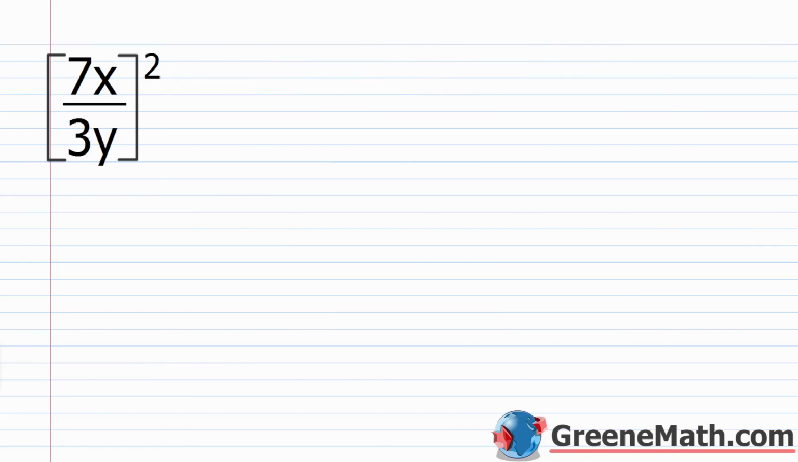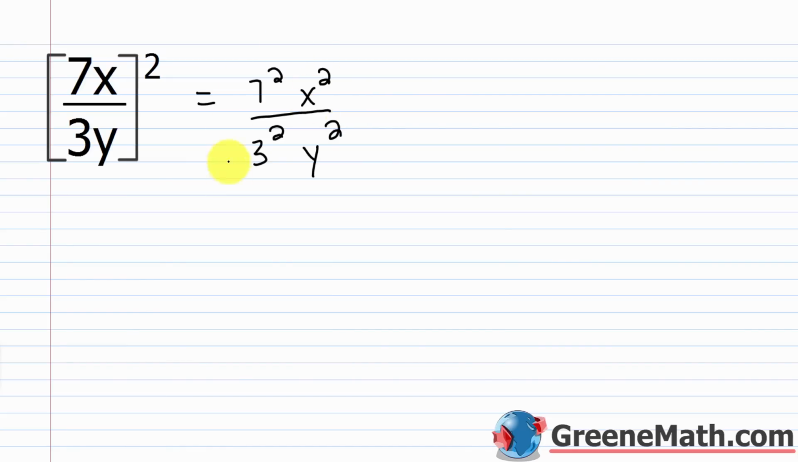What about something like 7x over 3y, and this is squared? Well, everything is going to be squared. So the 7 is squared, the x is squared, over the 3 is squared, and the y is squared. So 7 squared, which you could write as 49 if you wanted to. So you think of this as 49x squared over 3 squared, which you could say is 9, y squared.